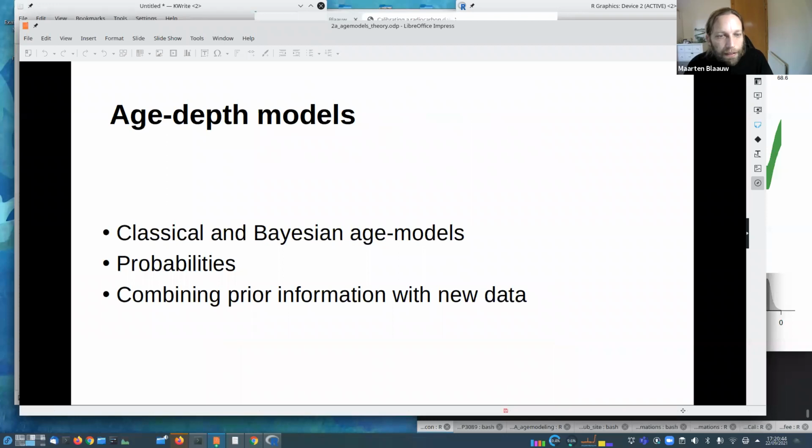So we'll be looking a tiny little bit at classical or frequentist age models, and then spend more time on Bayesian age models because I like them more. We'll look at probabilities, what I mean, and how we actually go about combining prior information with new data. It sounds quite esoteric, but how do we actually go about that?